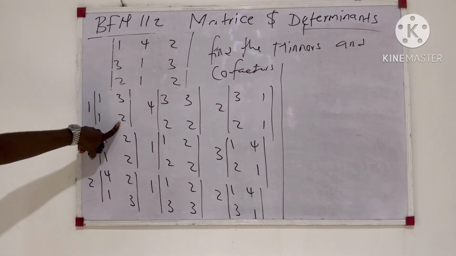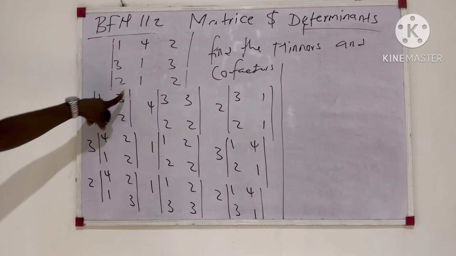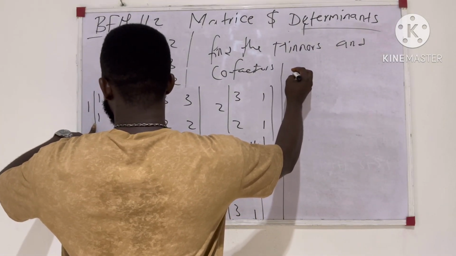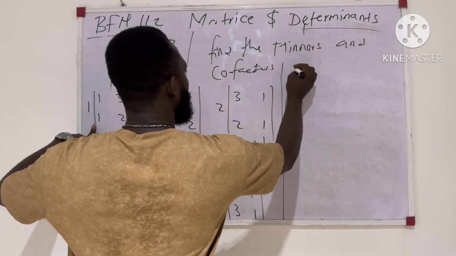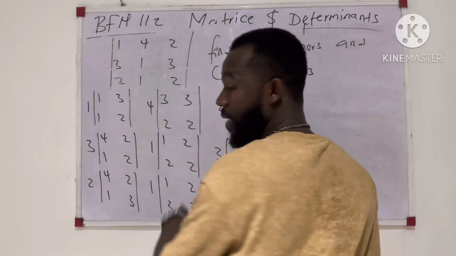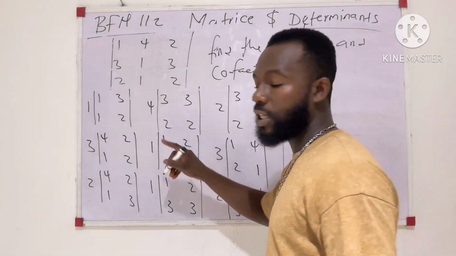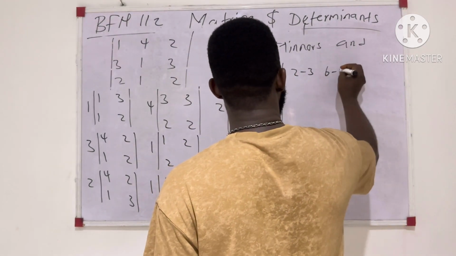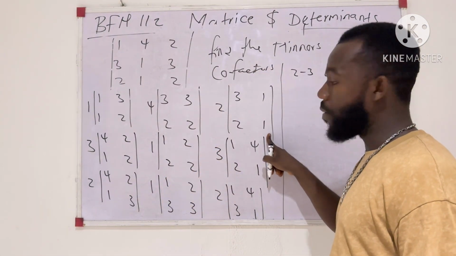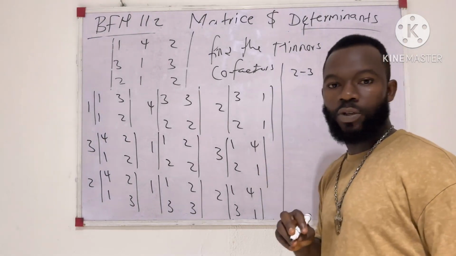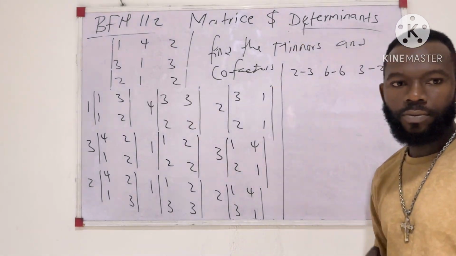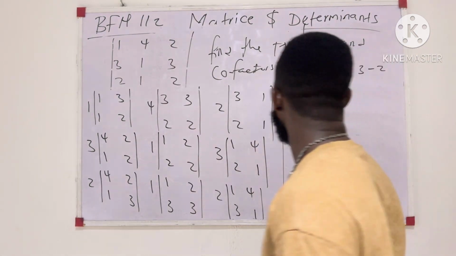One multiplied by 2 gives me what? 2. And 3 multiplied by 1 gives me what? 1. So what do I have here now? I have 2 minus 3. Here I have 3 multiplied by 2 gives me 6. 3 multiplied by 2 also gives me 6. What do I have? 6 minus 6. Here, 3 multiplied by 1 gives me what? 3. And 1 multiplied by 2 gives me what? 2. What do I have? 3 minus 2. Okay, now what do I have here now?